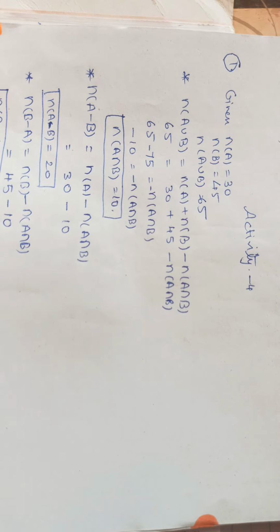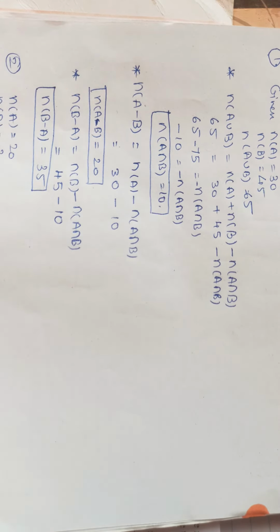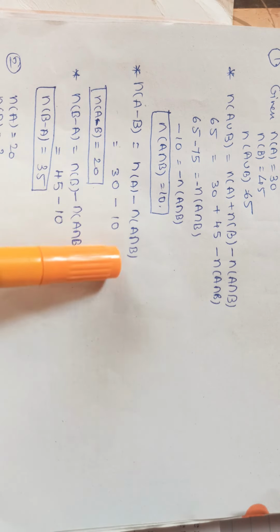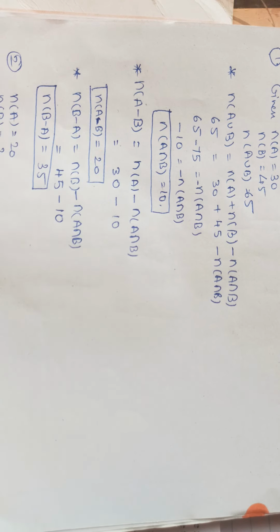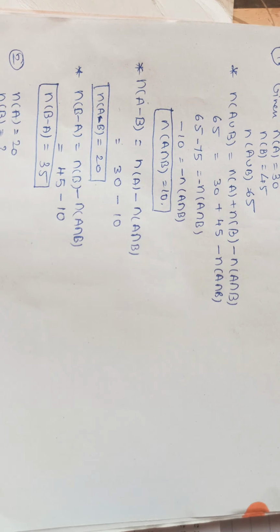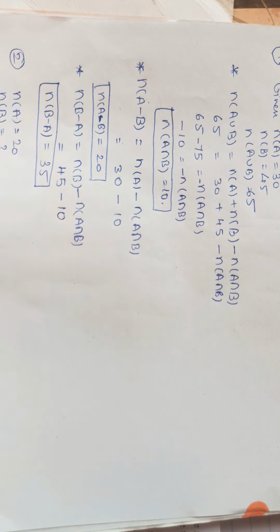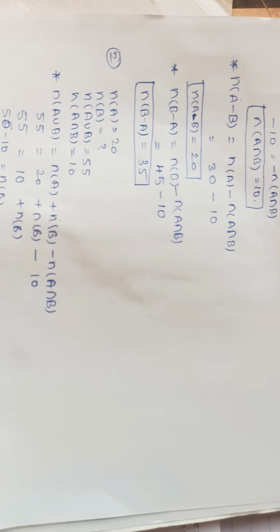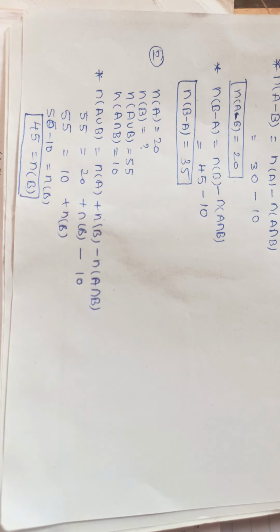Once we get n(A ∩ B), we almost find all the values. n(A − B) = n(A) − n(A ∩ B), just subtract them, it becomes 20. n(B − A) = n(B) − n(A ∩ B), just subtract them, and that is the value.